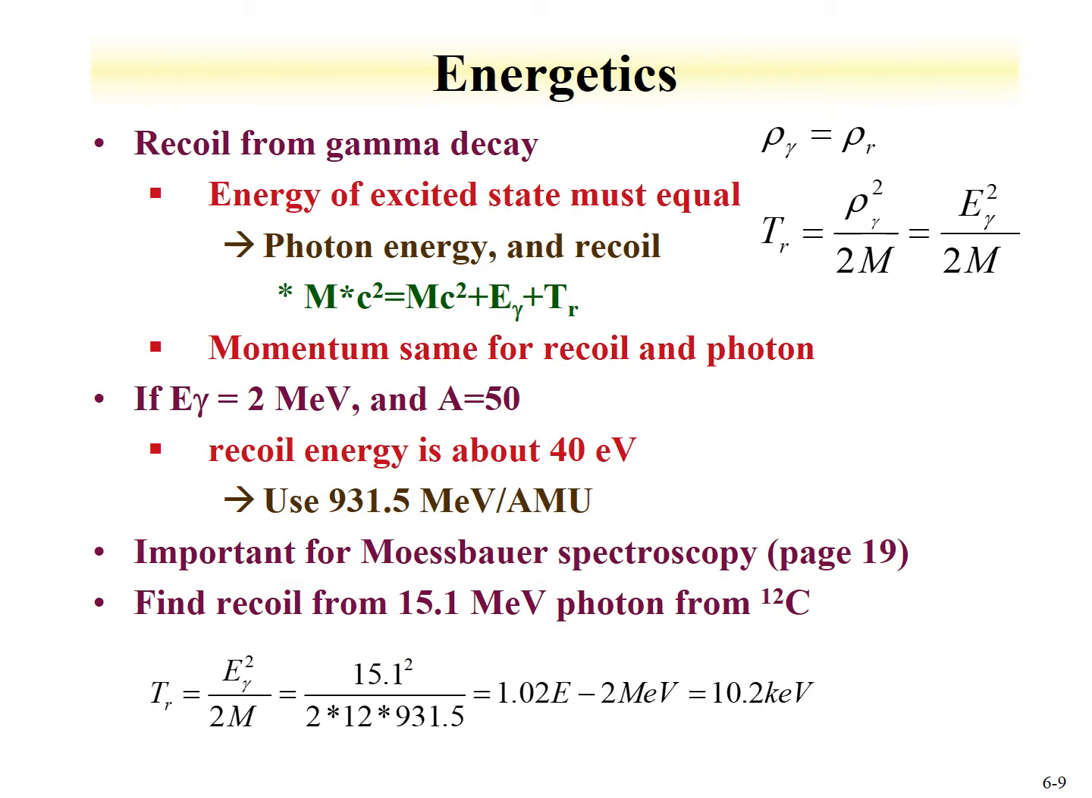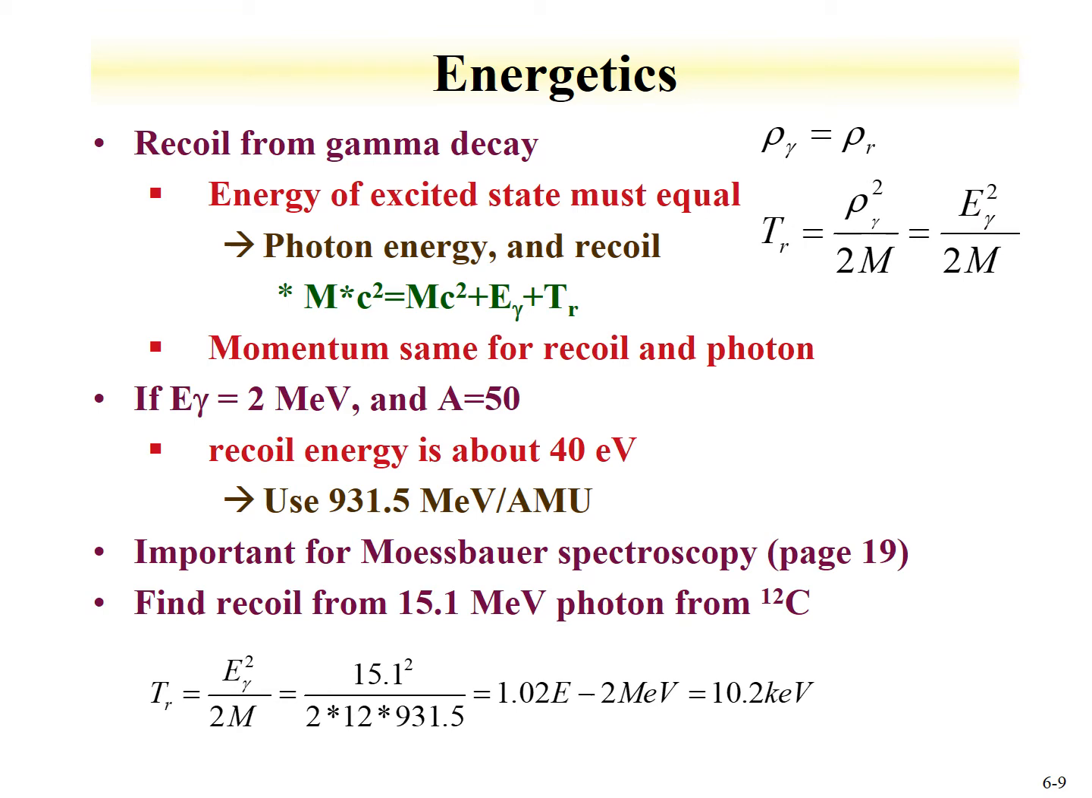Now, similar to alpha and beta decay, recoil occurs from gamma decay. So for this recoil, we can have equations that describe it. The recoil energy is listed here. A simple equation is that the recoil's energy is equal to the square of the gamma decay energy divided by twice the mass. This energy is in MeV.